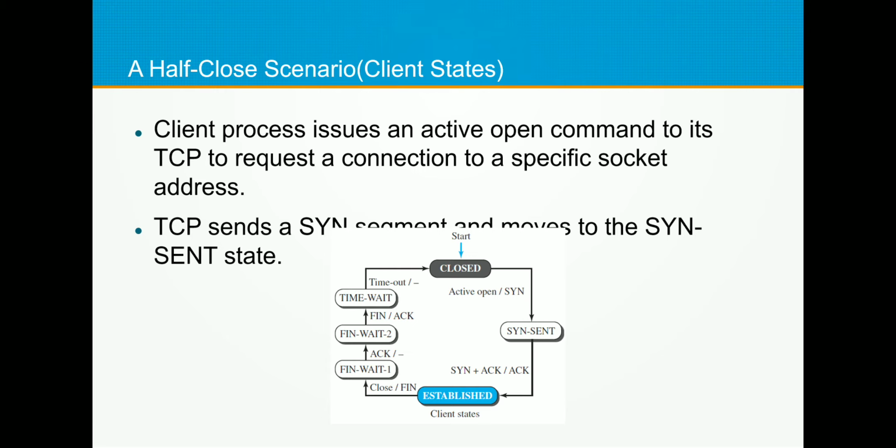So now the client wants to terminate. What it does is, it issues an active close command. From the established state, you can see there is a transition. The input to this transition is, it will happen when the client issues an active close command, which generates a FIN segment. So when the client process says that it wants to close, in response to this, the TCP sends a FIN segment.